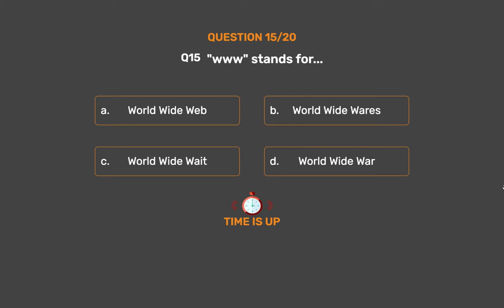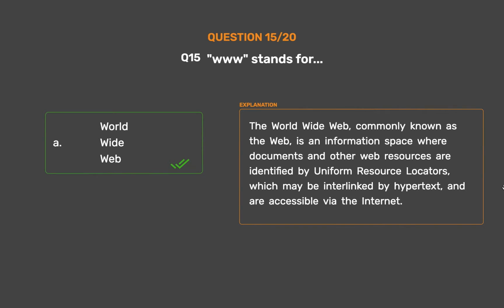The correct answer is option A. World Wide Web. The World Wide Web, commonly known as the web, is an information space where documents and other web resources are identified by uniform resource locators, which may be interlinked by hypertext, and are accessible via the Internet.